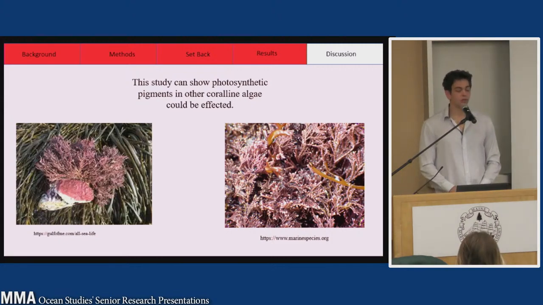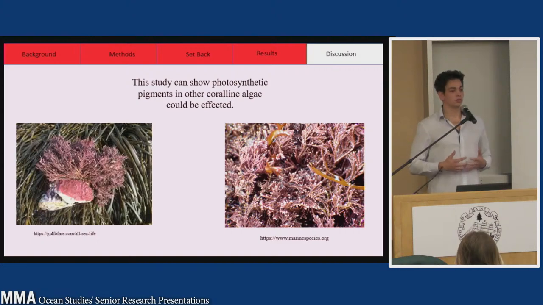All right, so this study can show how photosynthetic pigments can affect other coralline algae in the Gulf of Maine. I say this because after getting the results of my research, my biggest question was, why did phycoerythrin experience a change that was significant and chlorophyll A did not? After reading multiple articles, I found that although phycoerythrin is responsible for helping the organism photosynthesize, it doesn't produce as much energy as chlorophyll A would. This means that when it was under temperature stress, the algae chose to give up phycoerythrin because it did not want to give up that chlorophyll A, because chlorophyll A is its main powerhouse.